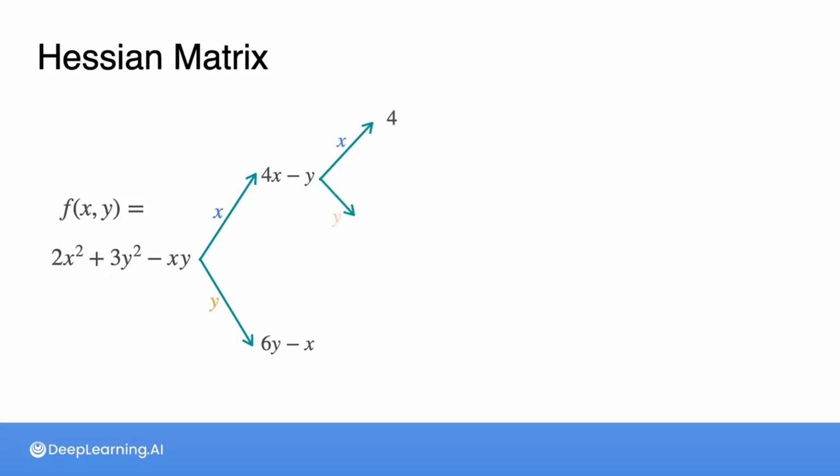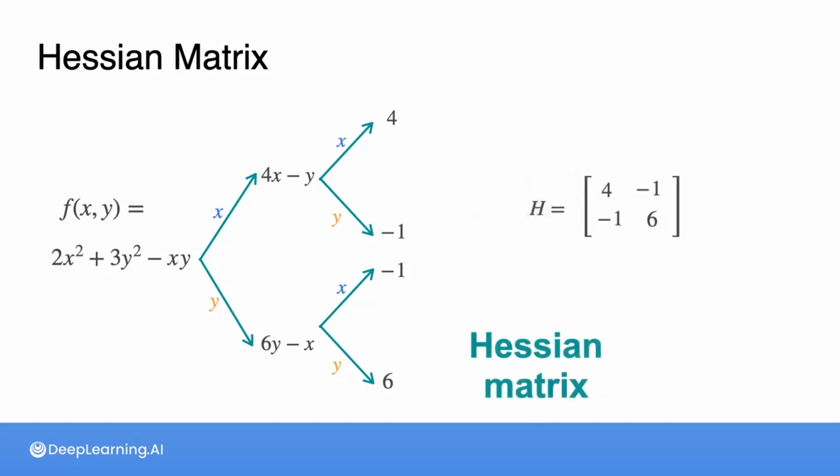So now, let me show you what the Hessian matrix is. Let's go back to this little graph over here where we took the derivative with respect to x and y, and then the partial derivatives with respect to x and y of each one of these. When we put these four together in a matrix, we get the Hessian matrix. So the Hessian matrix here is 4, -1, -1, 6. And the Hessian matrix gives us a lot of information about second derivatives. It also is very useful in optimization, as we'll see soon.